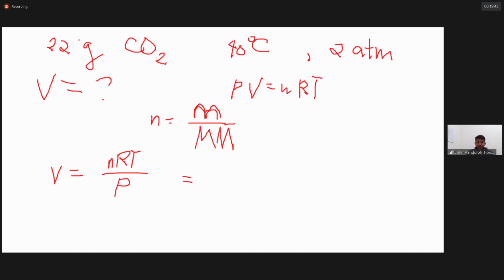Value ng R? 0.08206. Value ng R, 0.08206. Jeros, that's correct. Sa pag-round off lang siguro magkaiba, pero that's correct. How about the others, guys? Caitlin, that's correct. Carol, that's correct. Mas pag-round off lang yan. Medyo magkaiba, pero already considered correct.